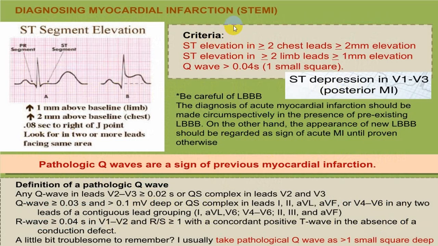Now, the classical diagnostic criterion for STEMI is ST elevation in 2 consecutive leads. If they are in chest leads, 2 mm elevation is in favor of STEMI. And in limb leads, 2 contiguous leads with 1 mm elevation are in favor of STEMI. And as far as the Q wave is concerned, if it is more than 1 small square in duration and more than 1 small square in depth, it should be considered pathological.